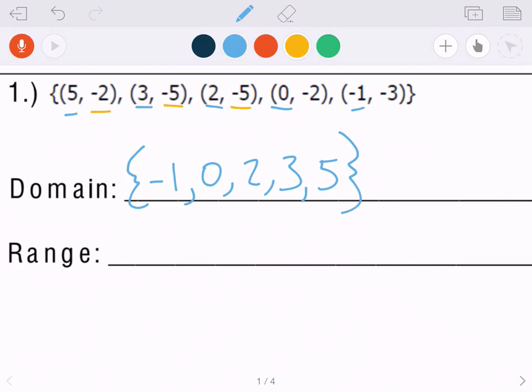I'm now going to underline my y values in yellow. So my range, those are always my y values. And again, it's going to be in order from least to greatest. Notice how I have two -5s. When you have a number that's represented multiple times, you only have to write it once. So I have two -5s. I have one -3. I also have two -2s. So again, I only have to write that once. So that's my domain and range. This is a function because there are no repeated x values.